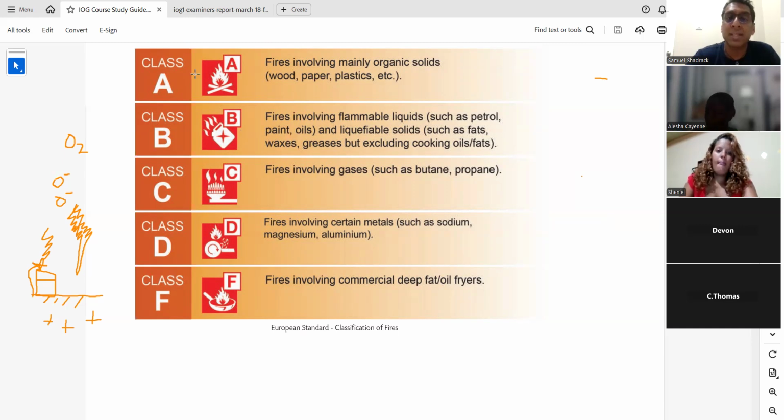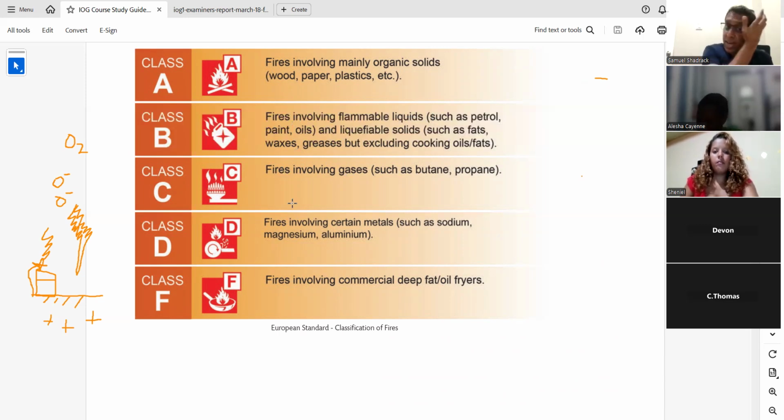Class A fires are fires involving solids. So if you watch it, you would see solids. Look at right here, right? Wood, paper, plastic. Class B fires are fires involving liquids: petrol, paint, oil. You get the idea, right? Class C fires are fires involving gases. So you can think of it as solids, liquids, and gases, A, B, C, right?